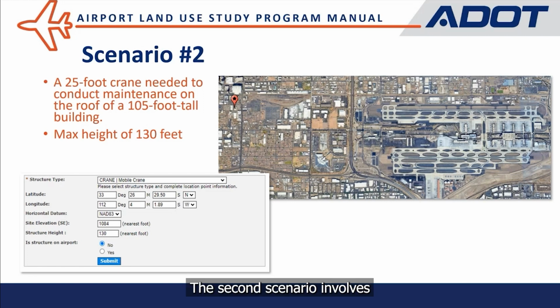The second scenario involves a 25-foot crane which needs to be placed on top of a 105-foot building to conduct some maintenance. The building is represented by the red pin to the left of the airport as shown in the image. This example is a bit more complex because the user needs to consider the height of the building plus the height of the equipment they'll be operating on top temporarily. Again, the same process applies for other types of proposed development, such as a fence, a bridge, or a building.